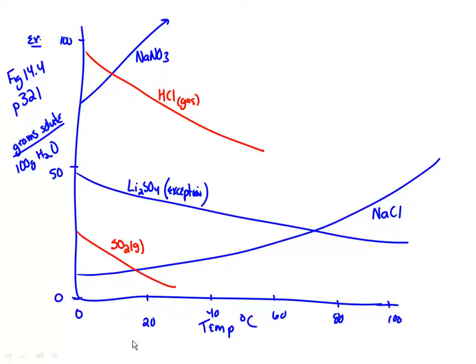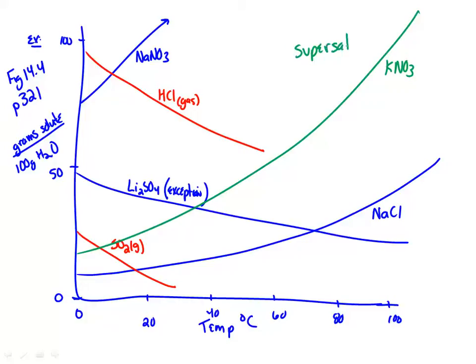So if I take a look at one of these lines, I'll draw another line in another color, so we're for sure talking green here. We'll call that line NaNO3, just for fun. If at any given temperature I'm above the line, this represents the supersaturated state. The line itself represents a saturated solution. And if you are under the line, then that's an unsaturated solution.